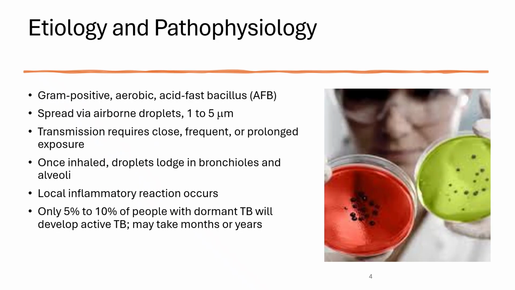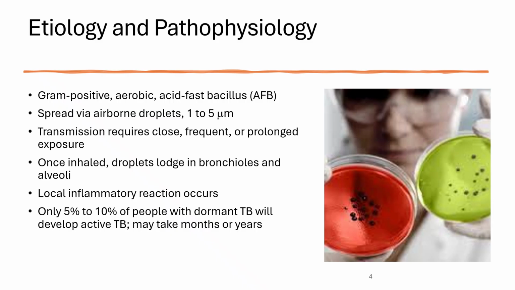TB is a gram-positive, aerobic, acid-fast bacillus. It is usually spread from person to person by airborne droplets that they release when they're breathing, talking, singing, sneezing, and coughing. Evaporation leaves small droplet nuclei suspended in the air for minutes to hours. Another person then inhales the bacteria.